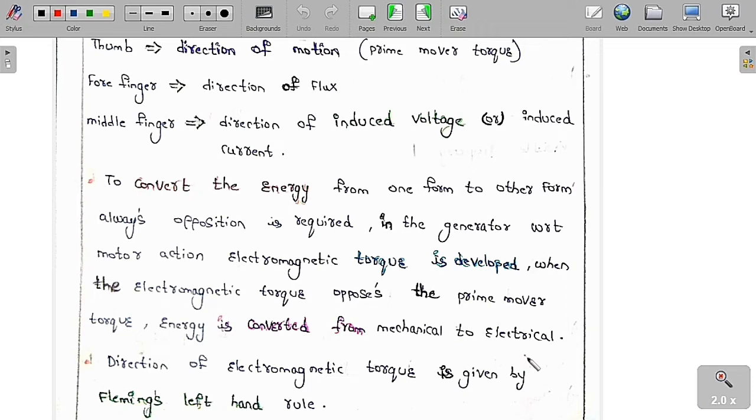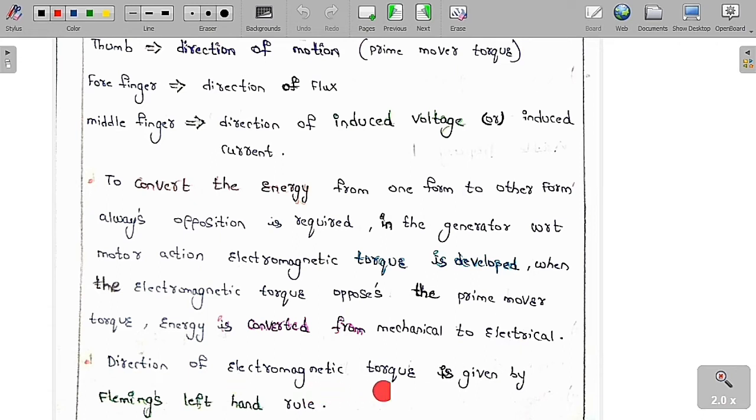So to convert the energy from one form to another, opposition is always required. In the generator, with respect to motor action, electromagnetic torque is developed. When the electromagnetic torque opposes the prime mover torque, energy is converted from mechanical to electrical.